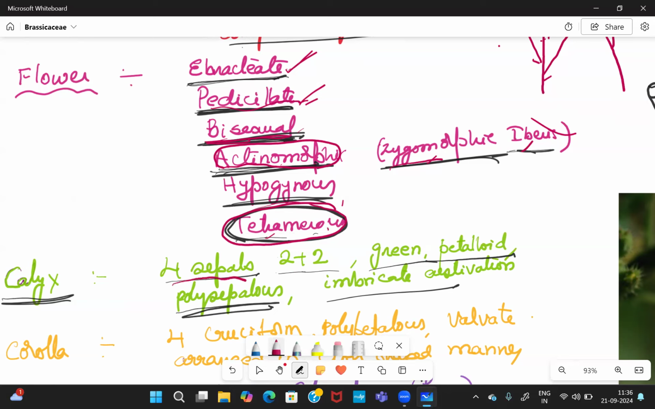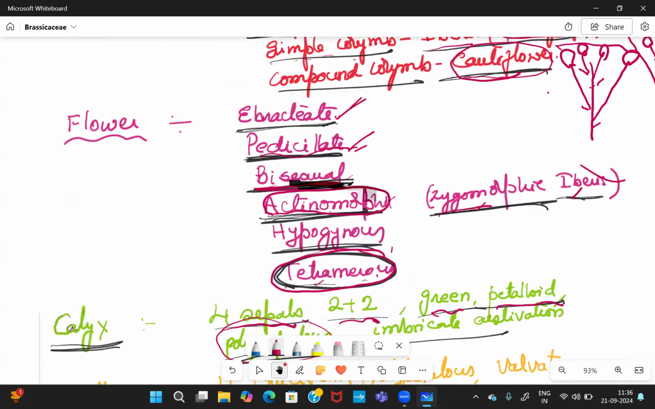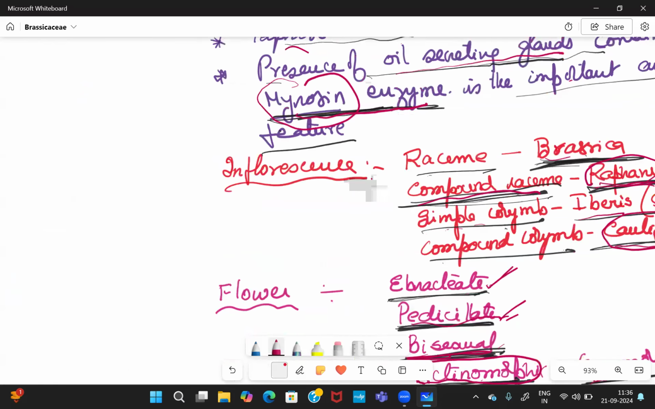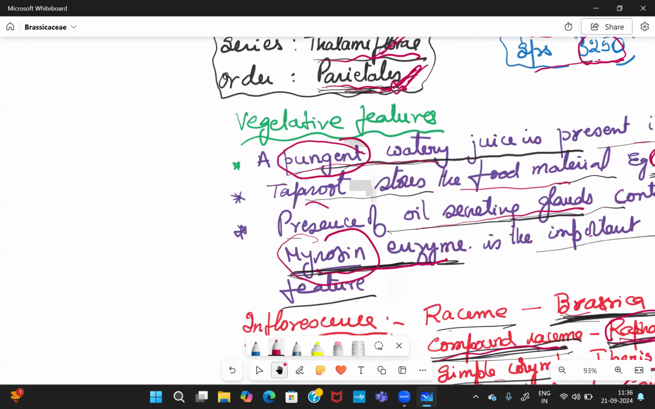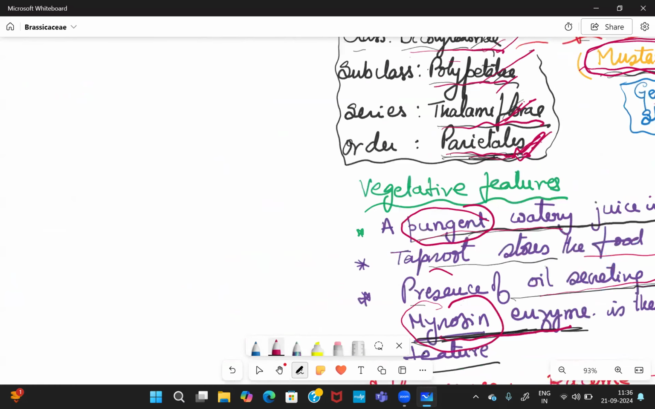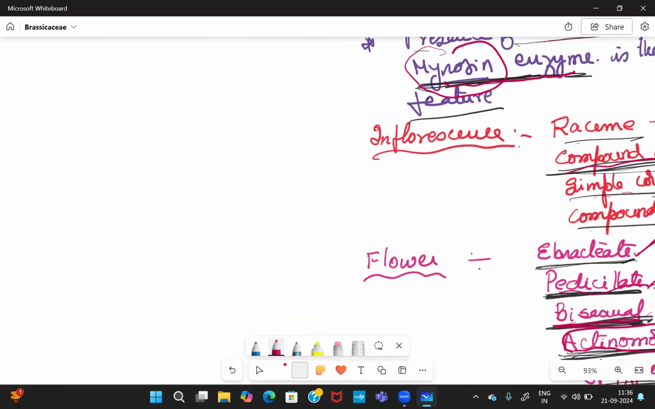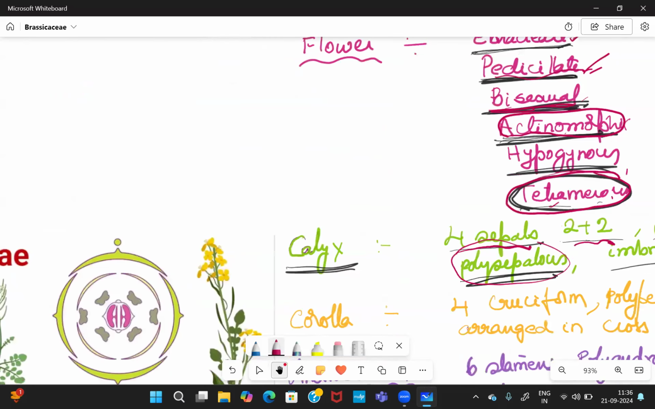Then come to the calyx. How many did I say? 4 sepals, 2 plus 2, green. Those are petaloid, like petals. Those are polysepalous, which means they are free. Sepals show imbricate aestivation.